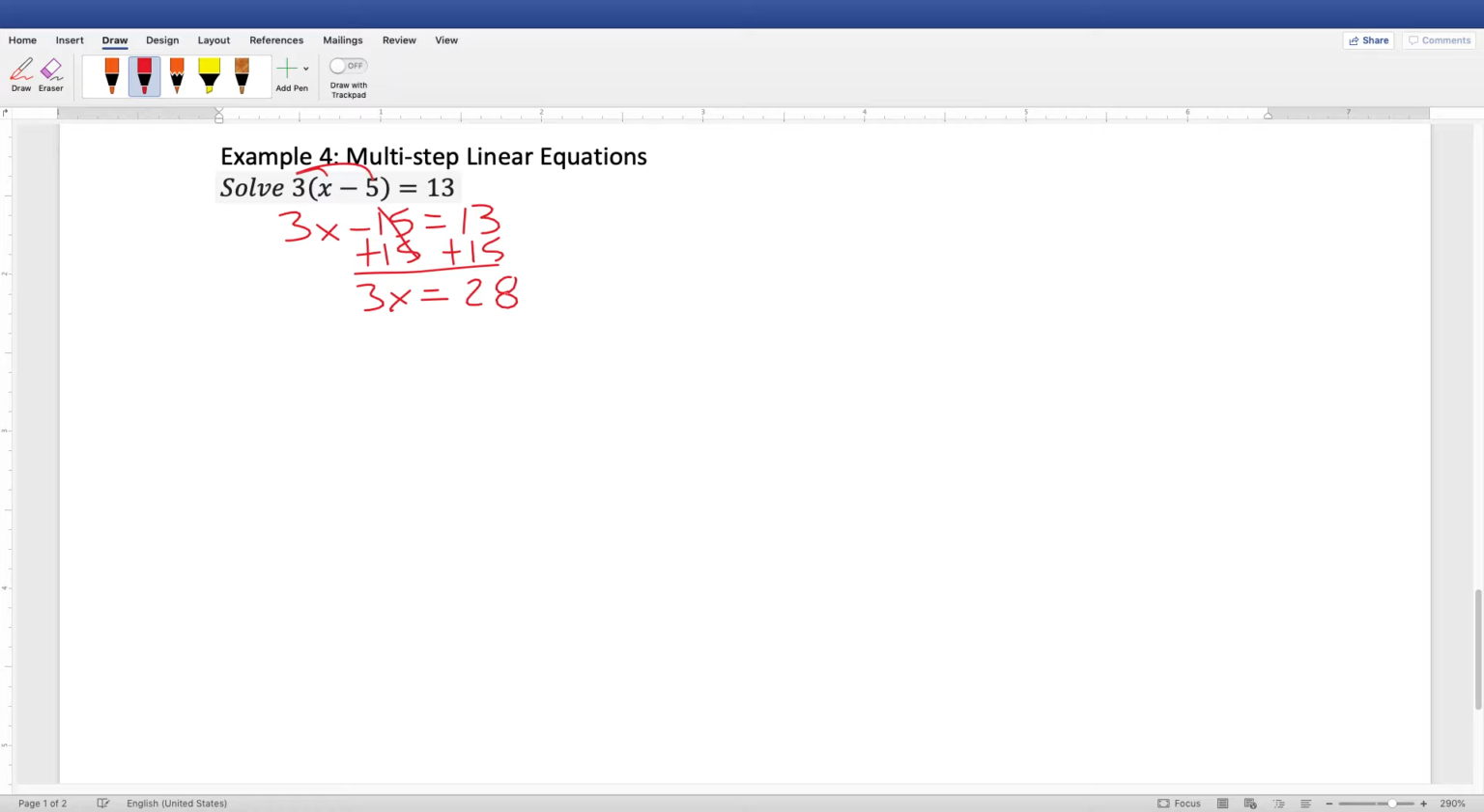Now I've got x by itself. I need to divide both sides by 3. My 3s cancel, and I get x is equal to 28 over 3.